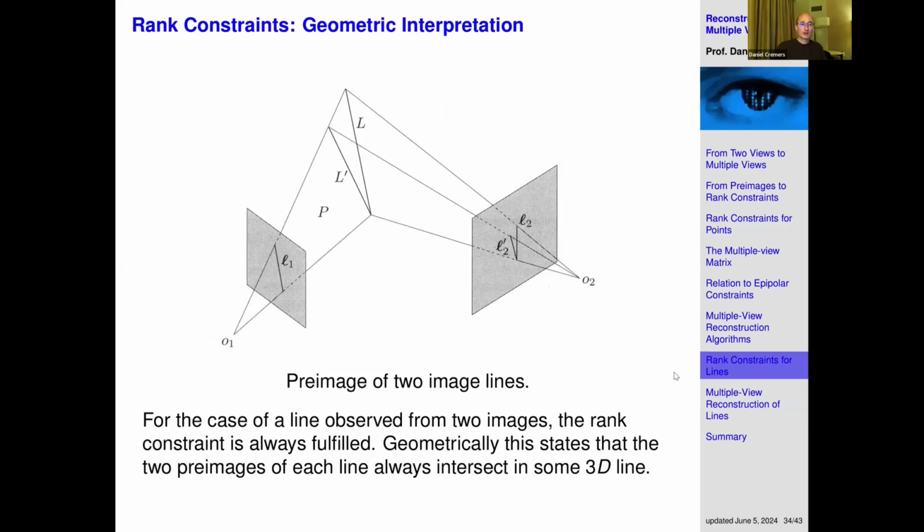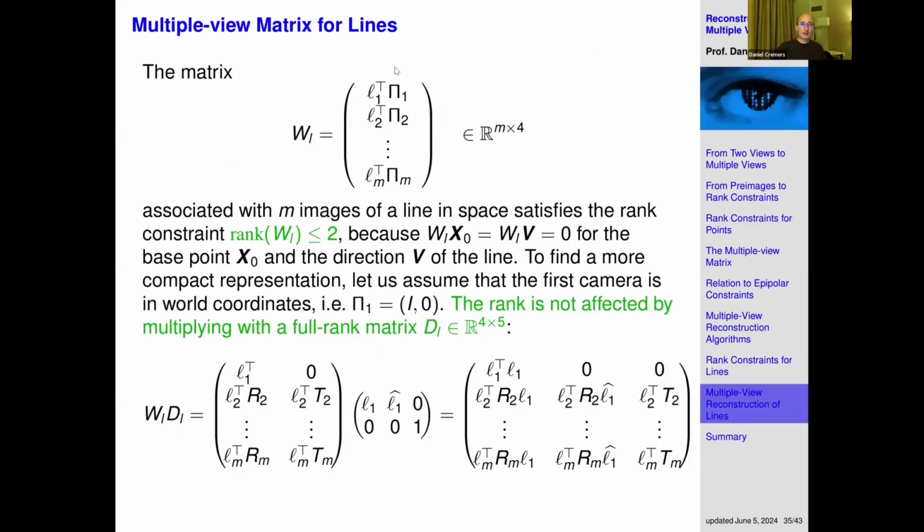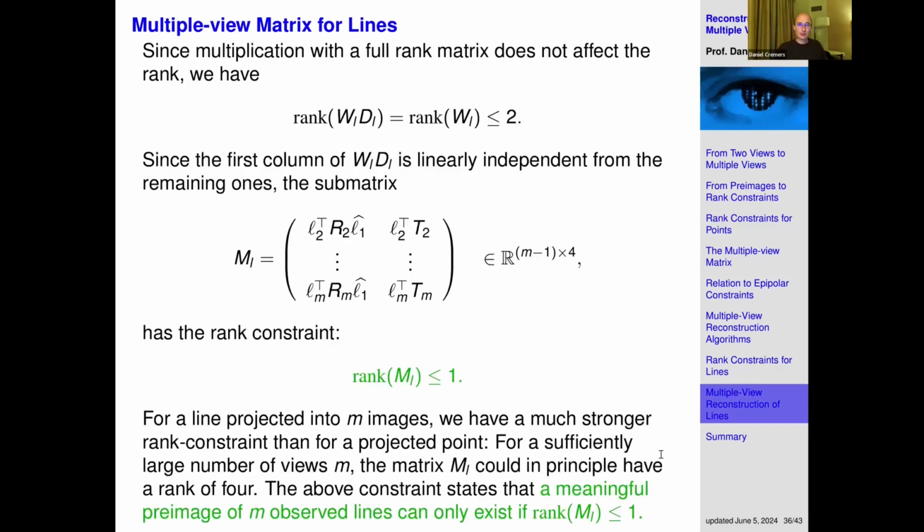So going back, what we do in a multi-view setting now is quite analogous to the point observation. For the line observation, we have this matrix that we said has rank at most 2. Then we again post-multiply from the right-hand side with a full rank matrix like this. We derive this matrix, and for this to have at most rank 2, since this contributes a rank 1, it's a column vector here, this submatrix can have at most rank 1. And this is how we compactify this constraint quite analogously to the point observation.